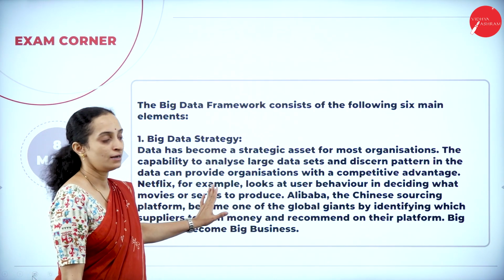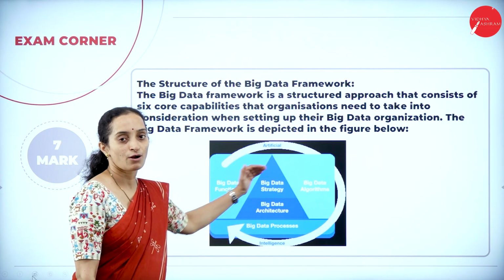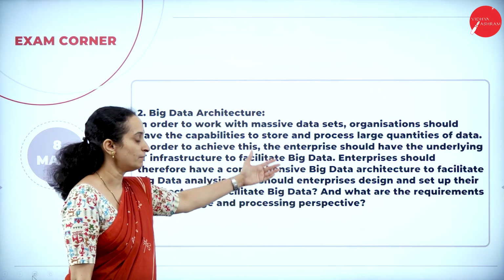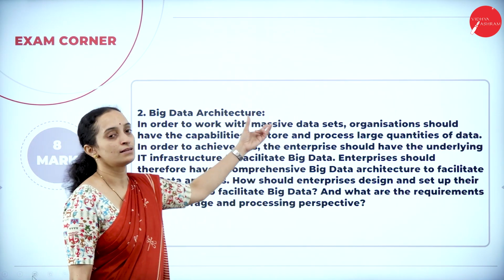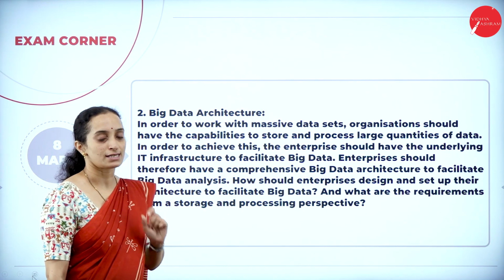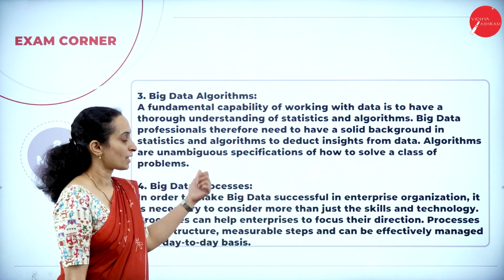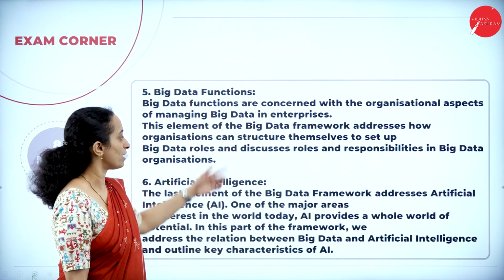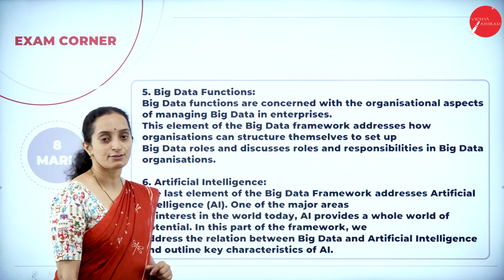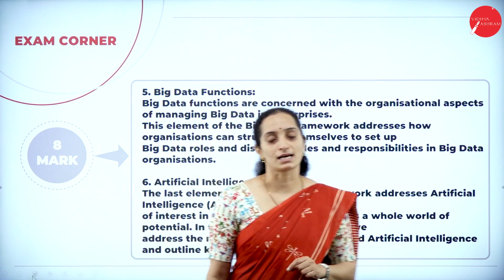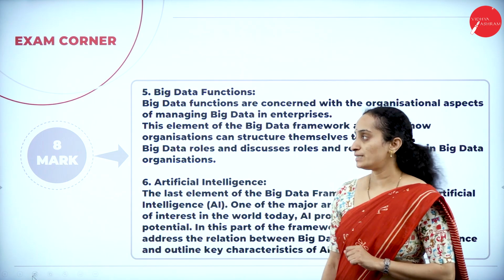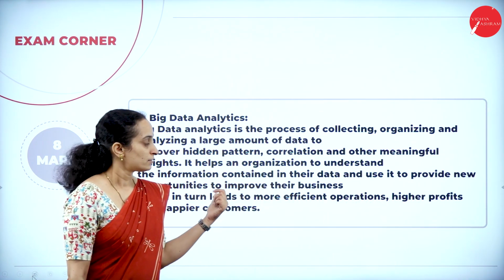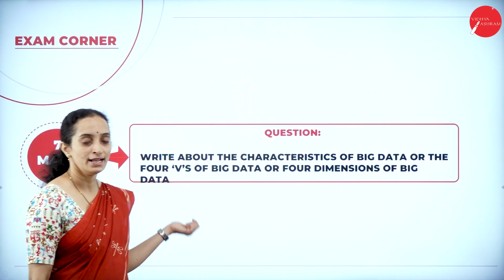For each of the points, each of the components in the framework, you go on adding some explanation. You need not add all these things. Two or three points are enough for each component of the framework. These are the components of the framework: big data functions, artificial intelligence, all these things are the components of the big data framework. Then we have big data analytics. So those are the points you can add.